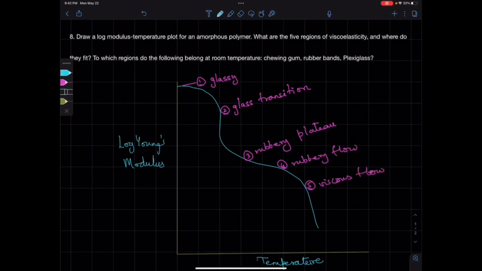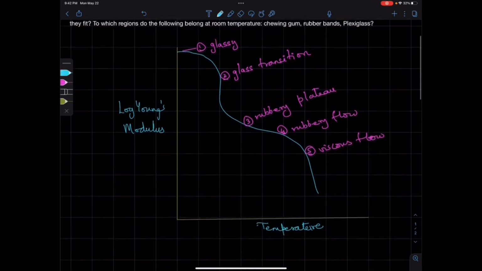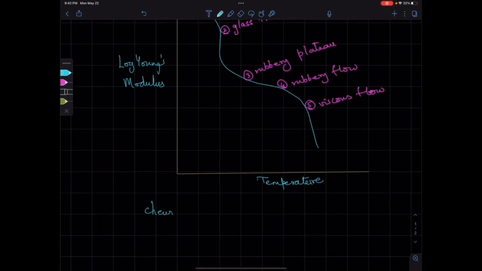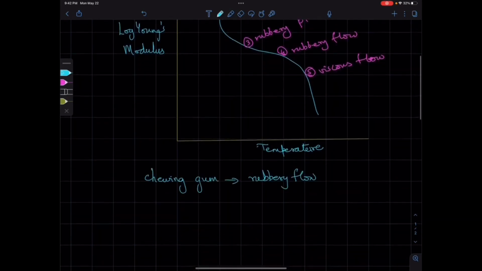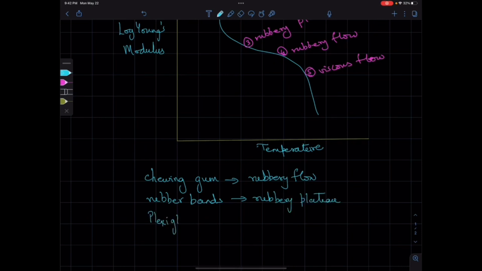Chewing gum belongs to the rubbery flow area at room temperature. Rubber bands belong to rubbery plateau. Plexiglass is polymethyl methacrylate, PMMA, and it's below the glass transition temperature at room temperature, so it belongs to the glassy state.